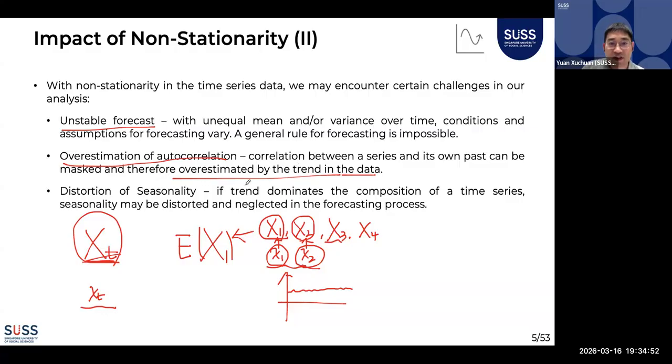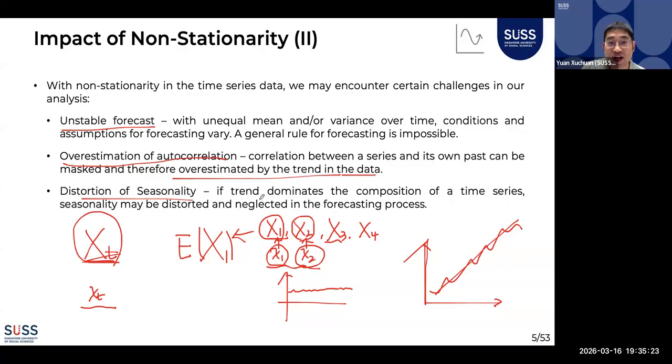So if your data have trend, for example, if you plot your time series and it has a clear trend, then when you calculate the autocorrelation, it will be significantly different from zero, and they have long period correlation, right? Okay, and you might also distort the seasonality in your time series.